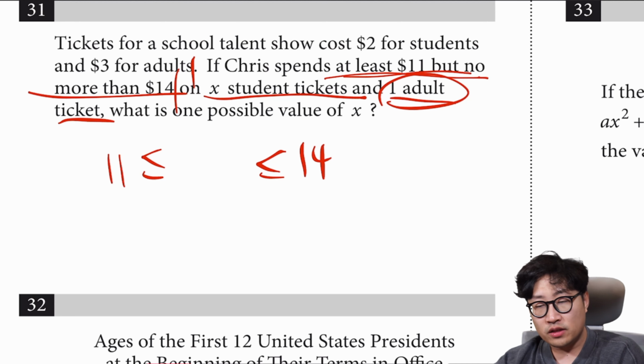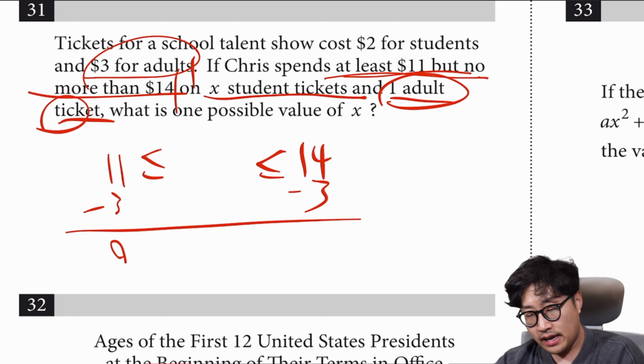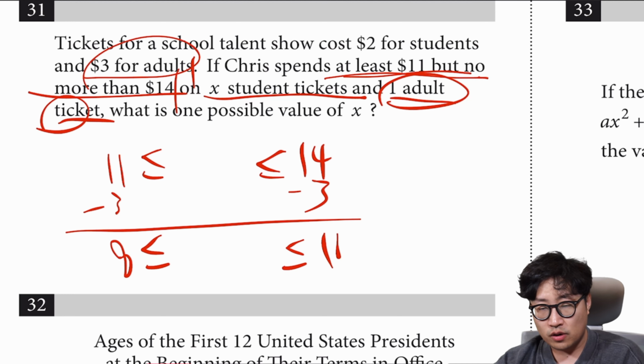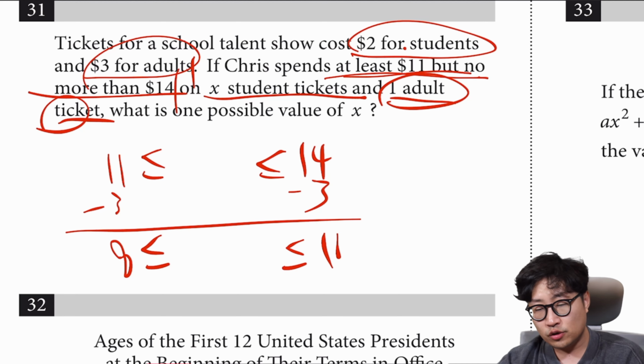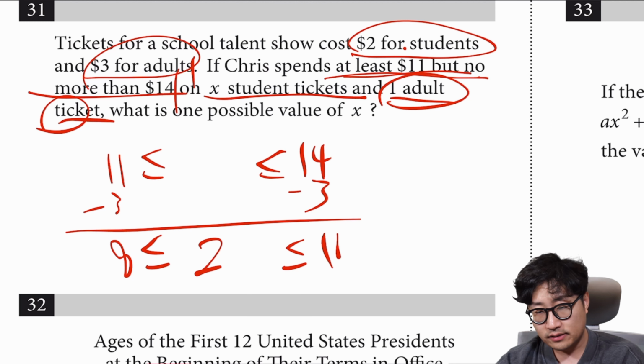But we already spent one adult ticket, which is $3. So let's go ahead and subtract that, and you got $8 to $11 to work with. And it's $2 for each student, so I'll call it 2S for however many students. What is one possible value of X? Oh, well, I guess we can call that X.